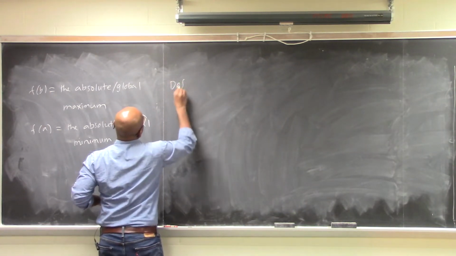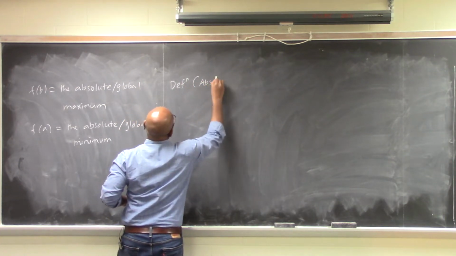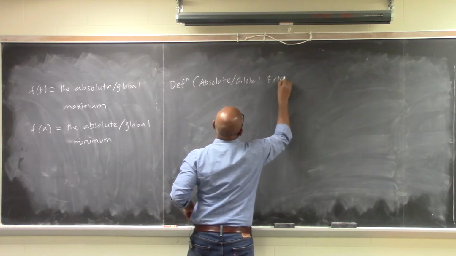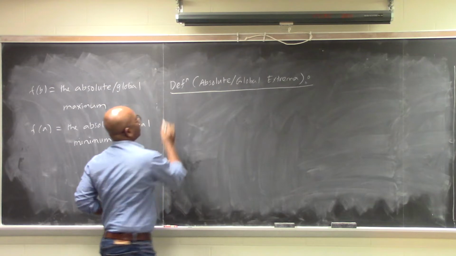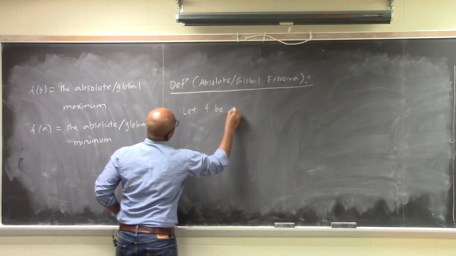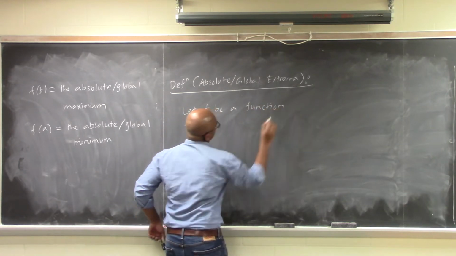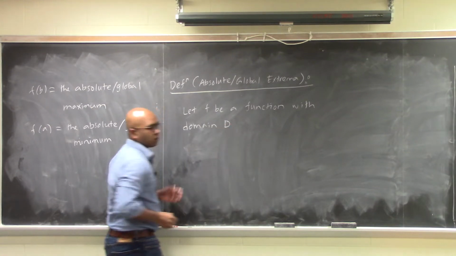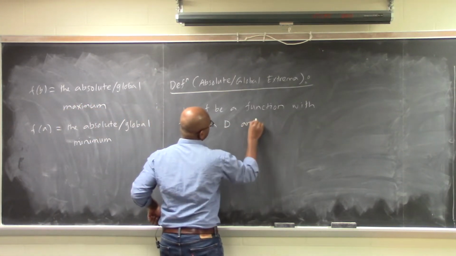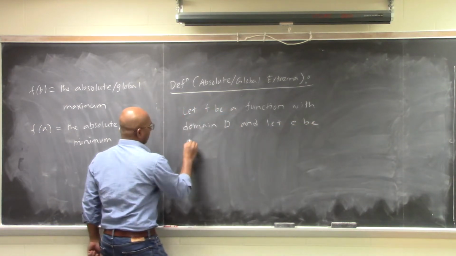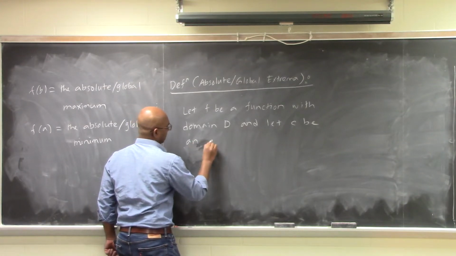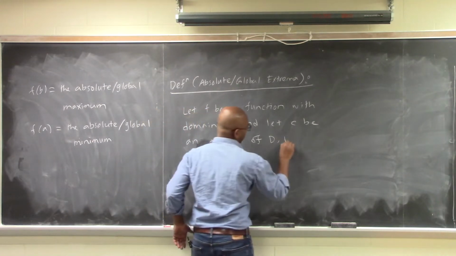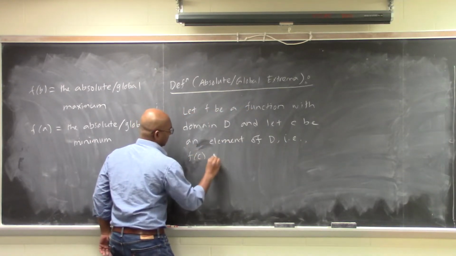So definition, this is absolute slash global extrema. Let f be a function with domain D. Okay, domain means the set of all inputs, and let C be a point, or an element of D. So what it means is that f of C is defined, i.e. f of C is defined.